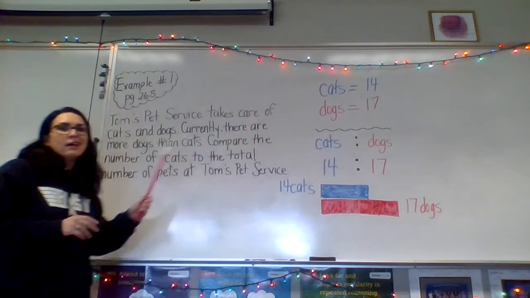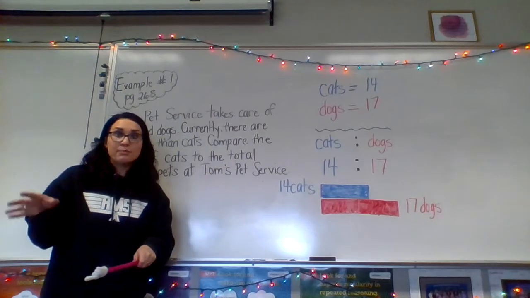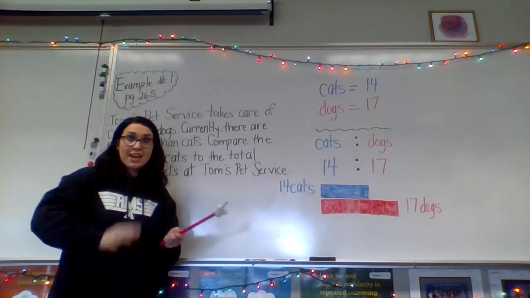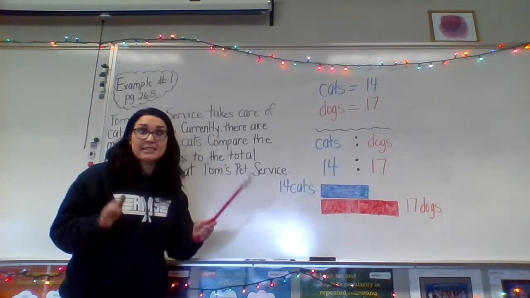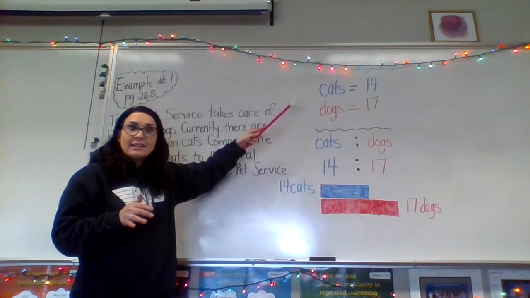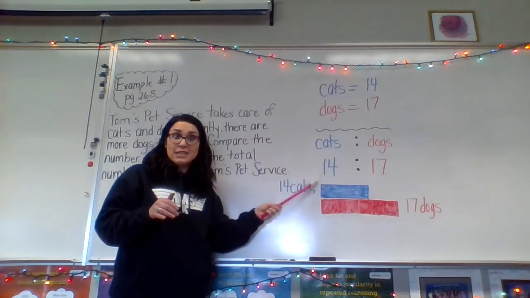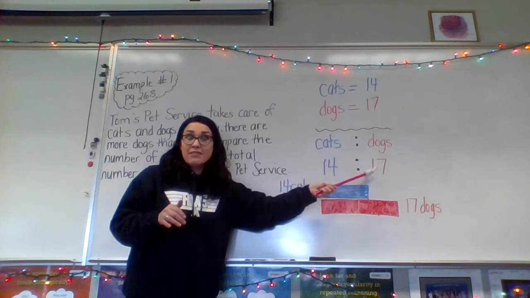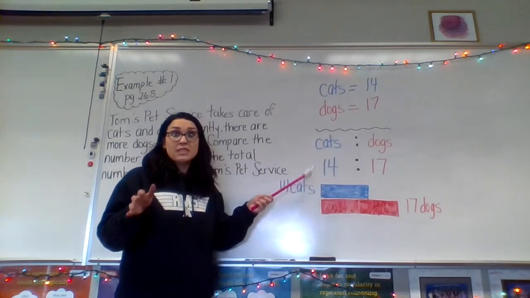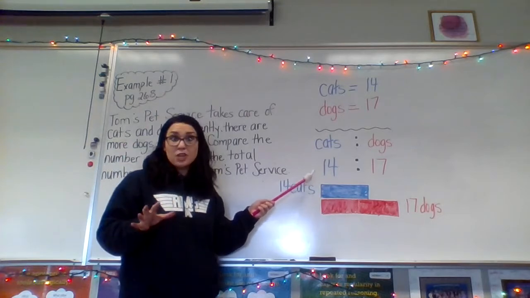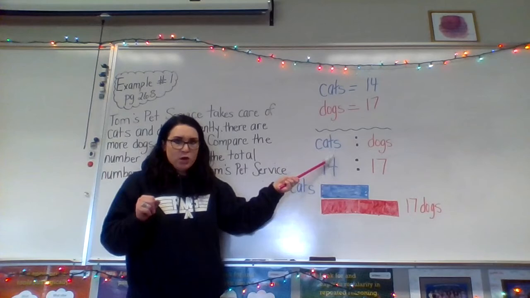Now, I know that the goal of this whole problem is to compare the number of cats to the total number of animals, but for a second, let's take a little side trip and talk about cats to dogs. So, 14 cats, 17 dogs. If we're comparing cats to dogs, we could write it as 14 colon 17. We could also say 14 to 17 or 14 over 17. We talked about all these different ways you can write ratios. This just happens to be Mr. Schlecht's favorite, so that's why we're going with this.